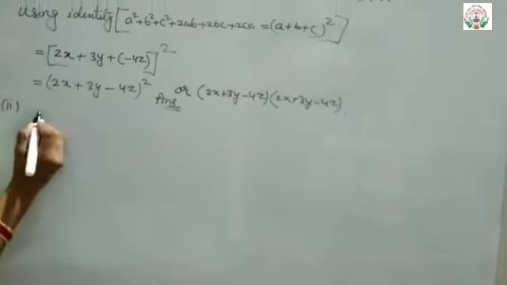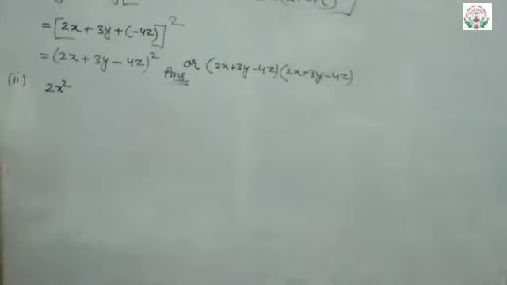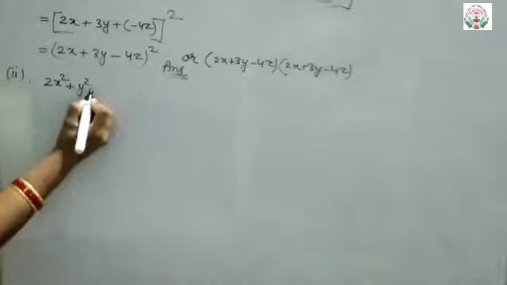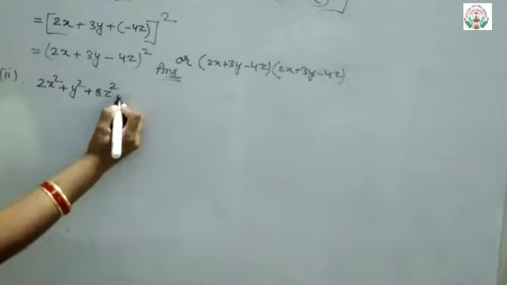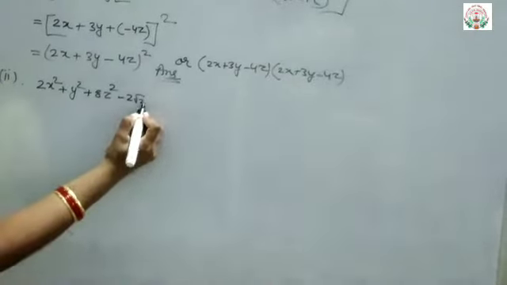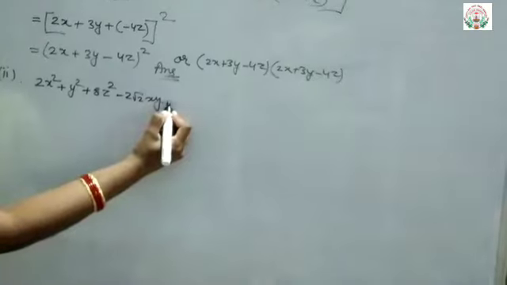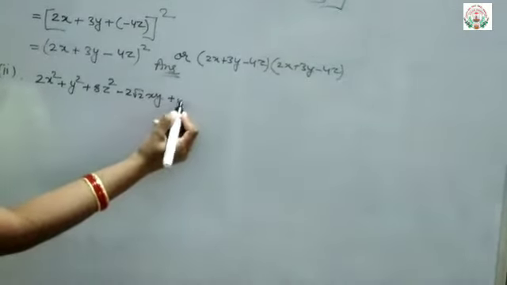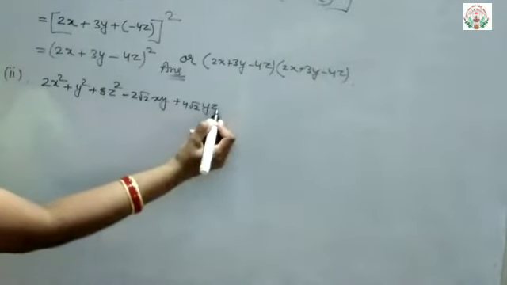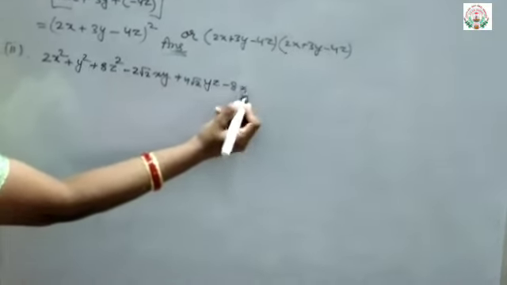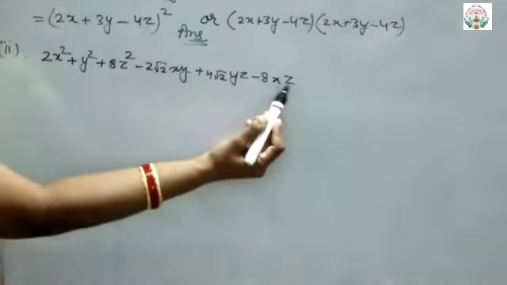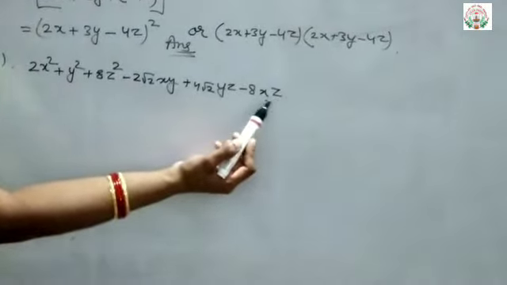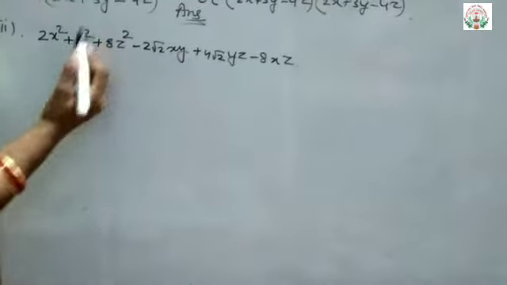Same way now the next one is what? That is 2x square plus y square plus 8z square minus 2 root 2 xy, then plus 4 root 2 yz, and then minus 8 xz or zx. So this xz can be written as xz or zx, like I have written. There is no matter because both are in multiplied form. Okay. So now same way you have to go for this.